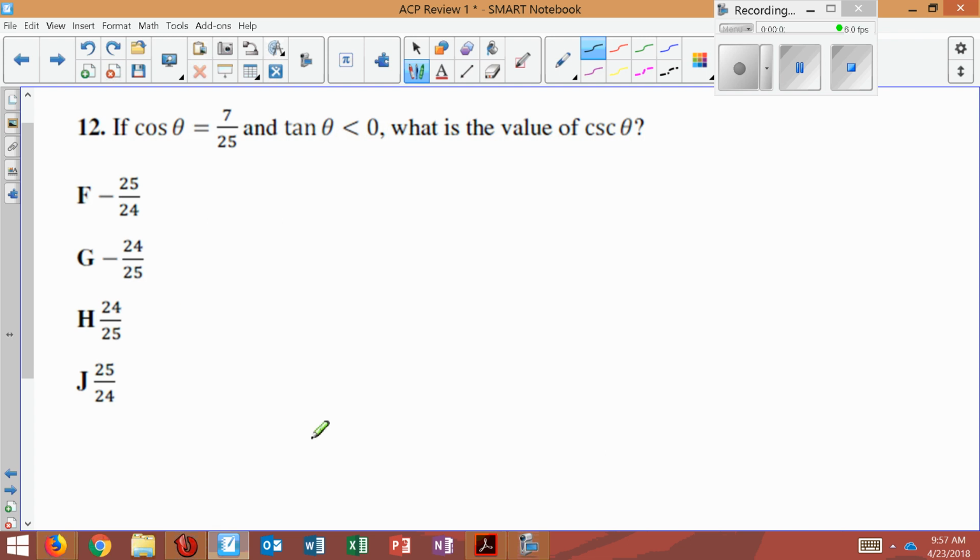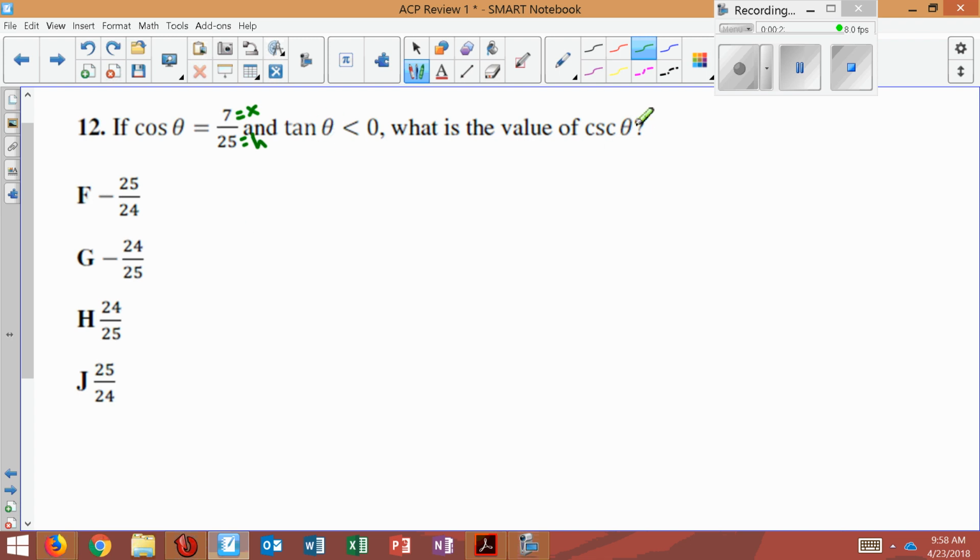Number 12. If cosine theta is 7 over 25 and tangent theta is less than 0, what is the value of cosecant theta? All right, just as a review, we had the song SOH CAH TOA: sine is y over h, cosine is x over h, tangent is y over x. So cosine is x over h. That means this is our x, and this is our h in this problem. It says tangent is less than 0. We'll get to that in a moment.